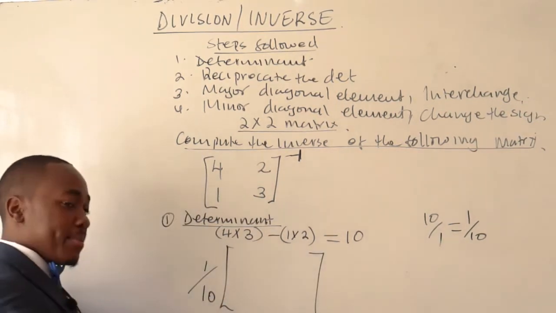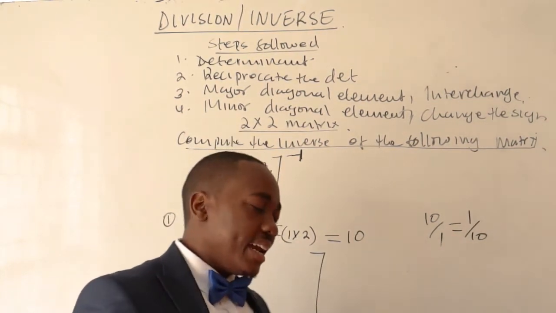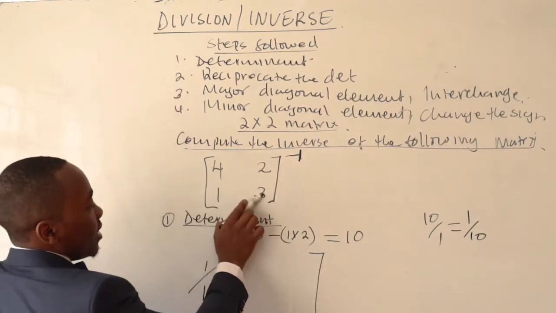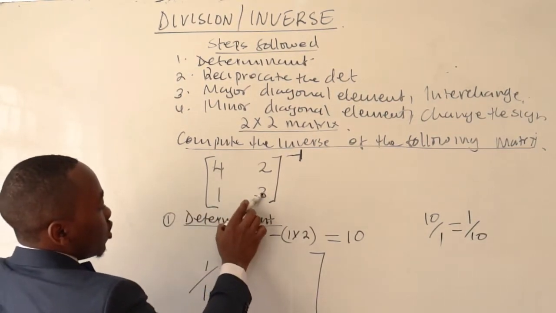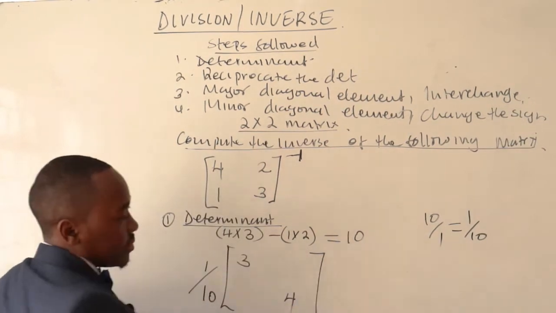Then let's go to step number 3. Under step number 3, you interchange the major diagonals. So for example, in this case, these are the major diagonal, we have 4 and 3. You just interchange them. So 3 comes there and 4 goes there.